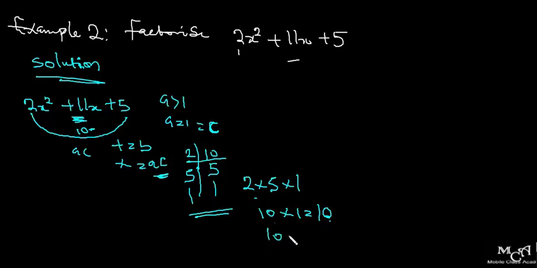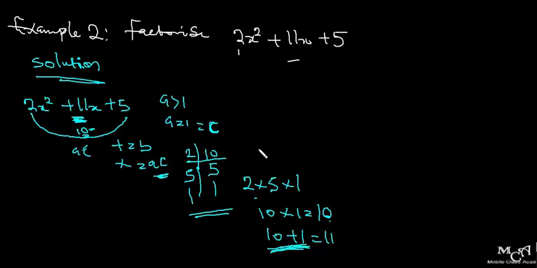Now, 10 plus 1 is what? It's 11. Let me check my B. What is the value of my B? The value of my B is 11. The value of my AC is 10. What I'm going to use to replace my B is 10 plus 1.